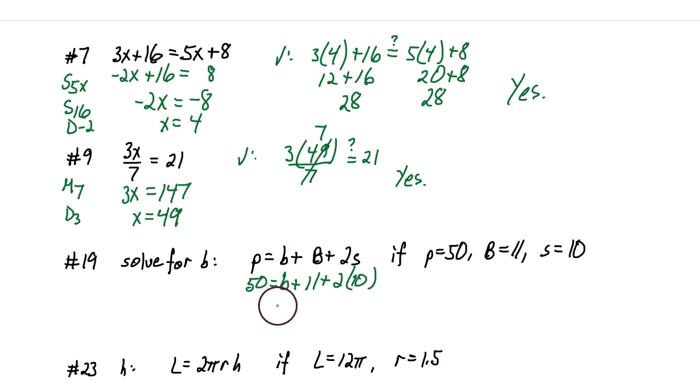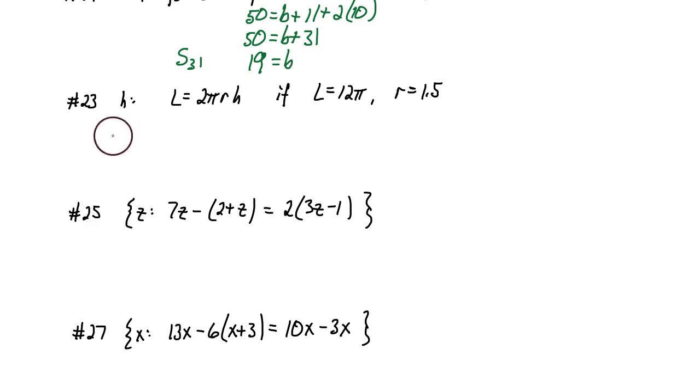Let's solve this equation. On the right side of the equation, we can simplify all of the constants up to a single number. So 50 equals b plus 2 times 10 is 20, and 11 plus 20 is 31. Now we can subtract 31 from both sides. 50 subtract 31 is 19, which is equal to b. Because of the symmetric property, this could be rewritten as b equals 19. We have the answer.